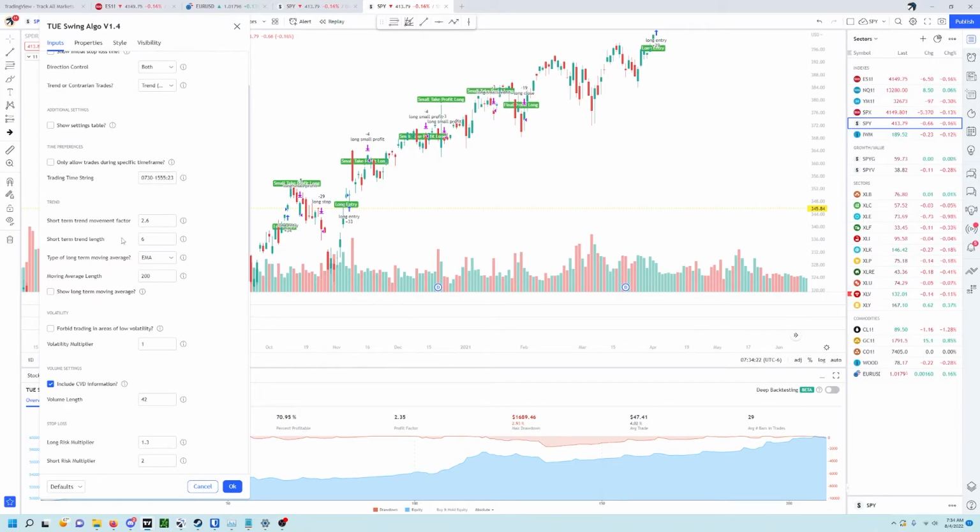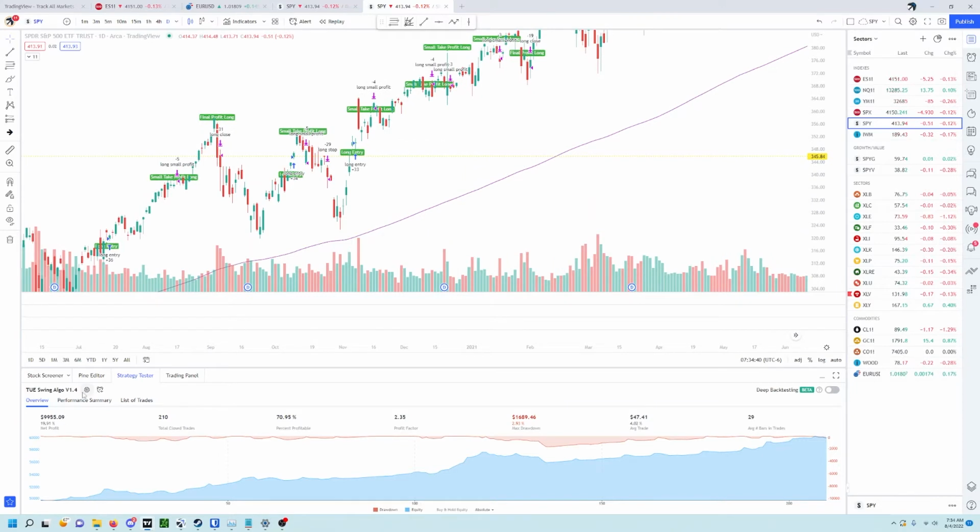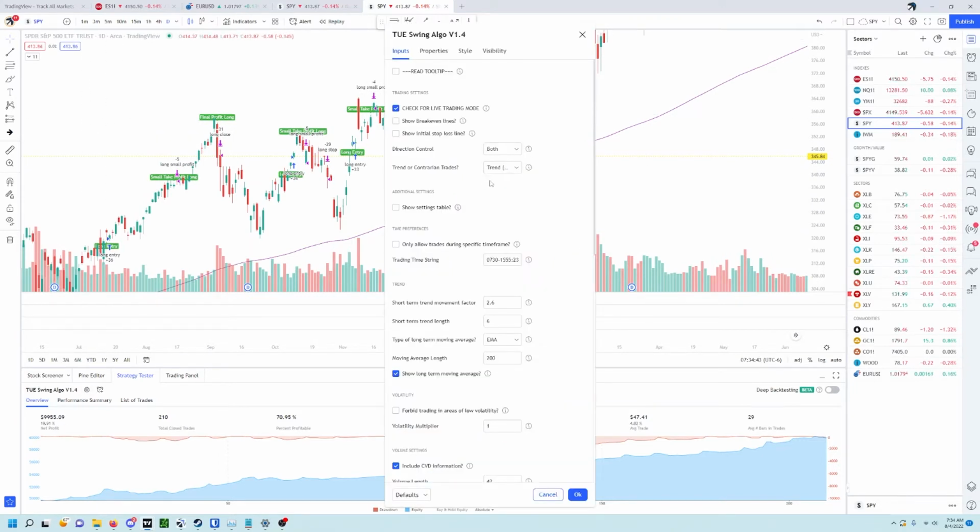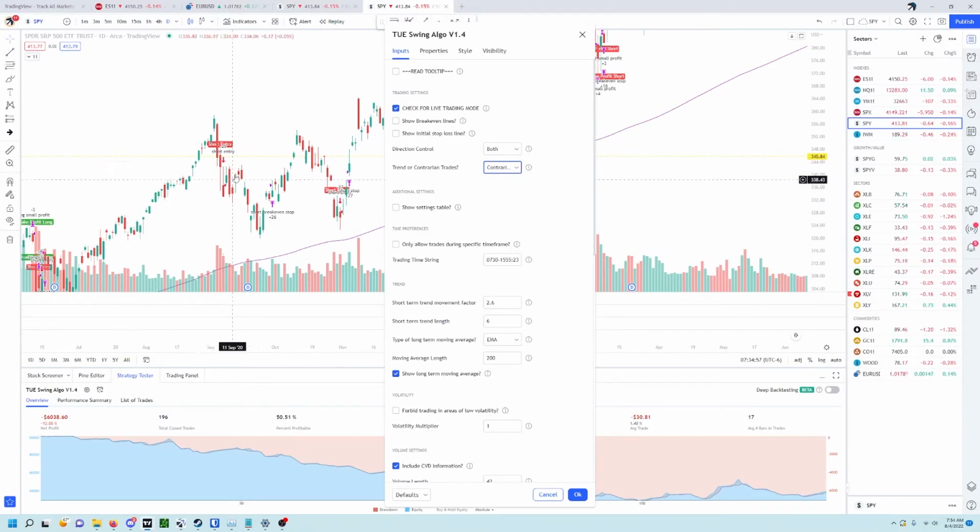The next one here is your type of long-term moving average and moving average length. This one I will explain to you. It's very simple. We'll turn that on. So this helps determine whether we're going to go long or short. If we're above this and we have normal trend following engaged, then we're only going to go long. If we're below it and we have trend engaged, then we're only going to go short. If we have this set to contrarian and we're above it, then we're only going to take shorts. Set to contrarian and you're below it, then you'll only take longs.